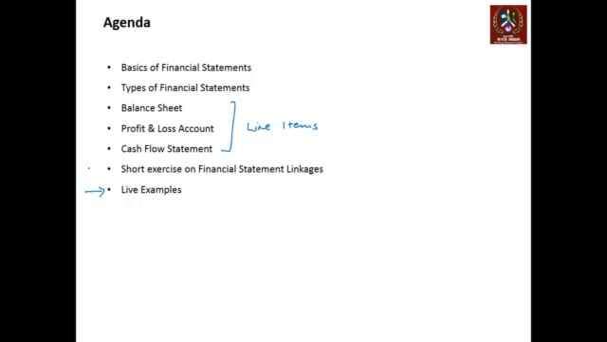Secondly, we're going to also do a short exercise on linkages of financial statements so that we know the impact of decision making on all these financial statements, right? So when a company makes any kind of decision, which of the financial statements changes, how does it change, what is the overall impact of that on the business is what is going to get covered here as well, right?